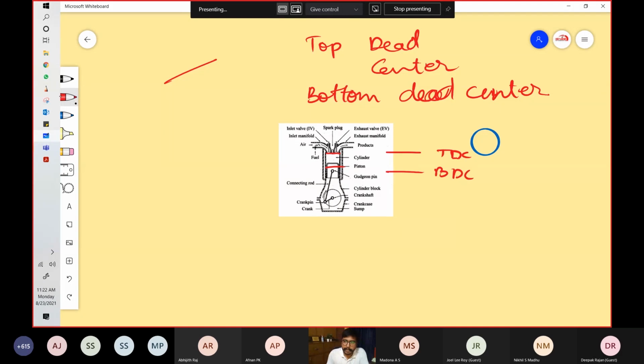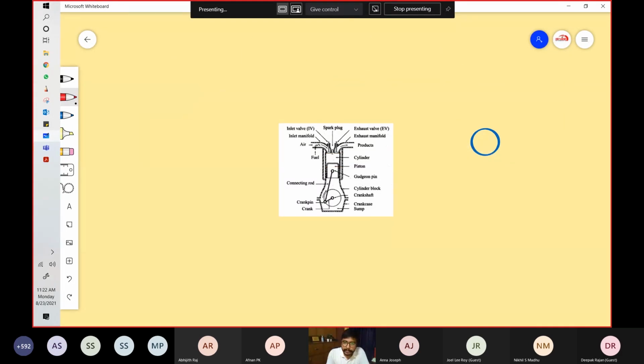I'll again come over to the presentation and read out these definitions for you. As of now, I'm just making it easy for you to understand these definitions by drawing these images. Then we have the swept volume. When the piston goes from here to here, from TDC to BDC, it sweeps some volume. It takes some volume with it. That volume is known as the swept volume.